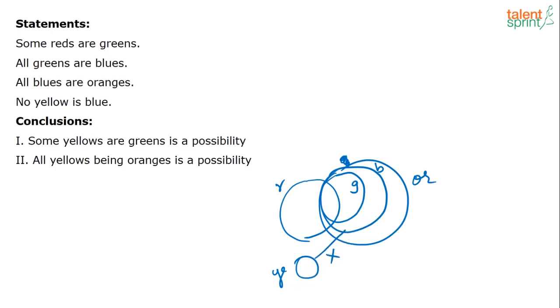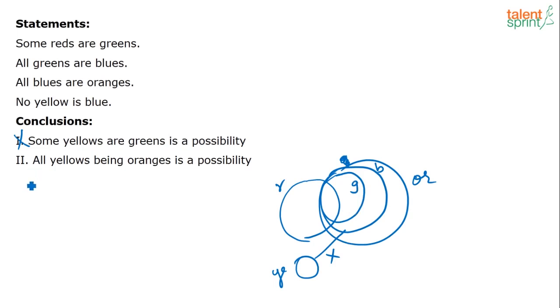So, they have nothing in common, and green is a set which is coming inside blue. So, definitely some yellows being green is not a possibility. See why? We know that no blue is yellow. Yellow and blue are disjoint, and green is a set that is coming inside blue. So, it is part of blue, right? So, definitely it cannot be yellow. So, the conclusion 1 is false.